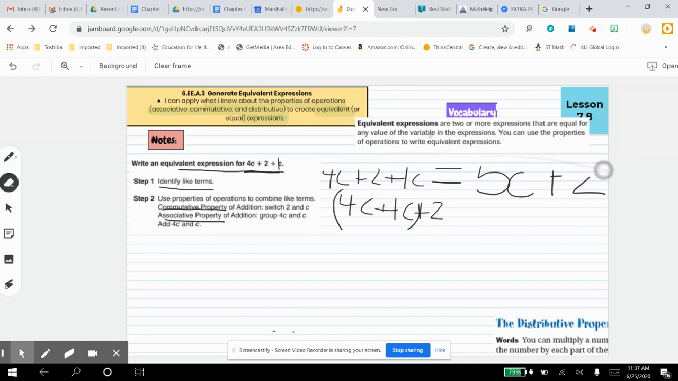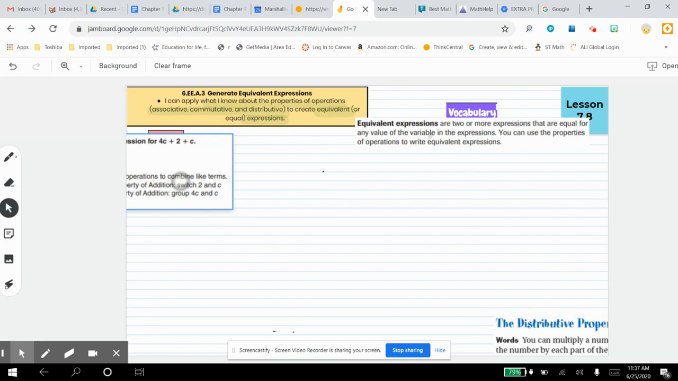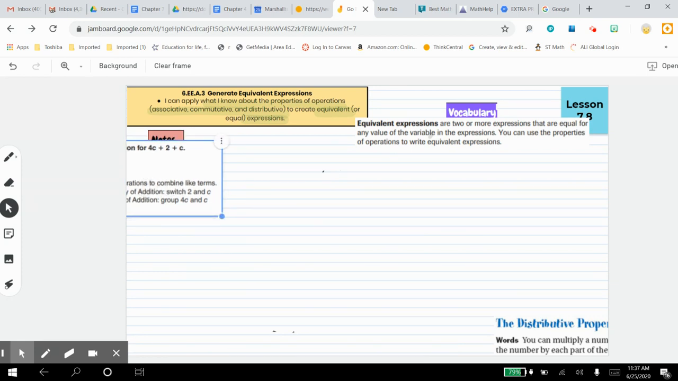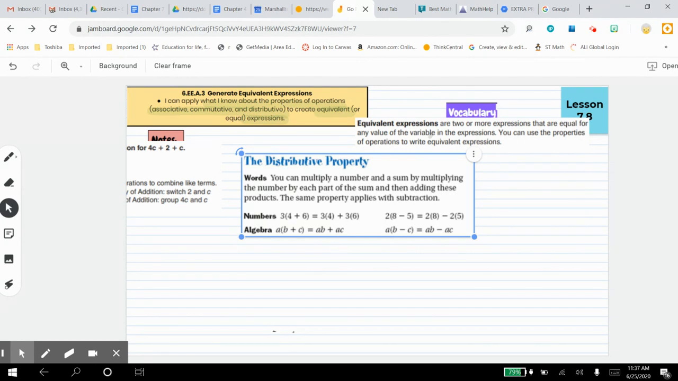All right. We have another part of our lesson today, which is much harder. So let me move this to the side real quickly. That was our notes for combining those particular terms. All right, take a look at here, the distributive property. Now, we've already learned about this, but this is really confusing for many people.